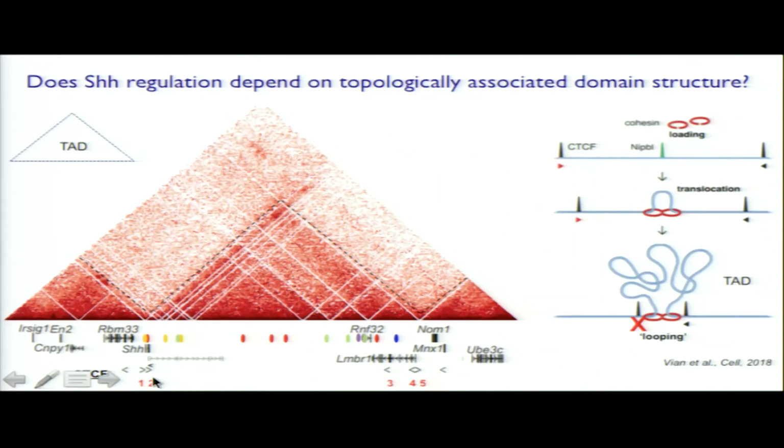We decided to do this by mutating the CTCF sites that create the boundary of this topologically associated domain. This was done in a collaboration again with Bob Hill's lab. So I'm going to show you data just from one of these. We've done each of the CTCF sites in this region. I'm just going to show you the data from site 1. Site 1 makes the left-hand boundary of this topologically associated domain, and it keeps sonic hedgehog, the target gene, in the same TAD as all its enhancers.